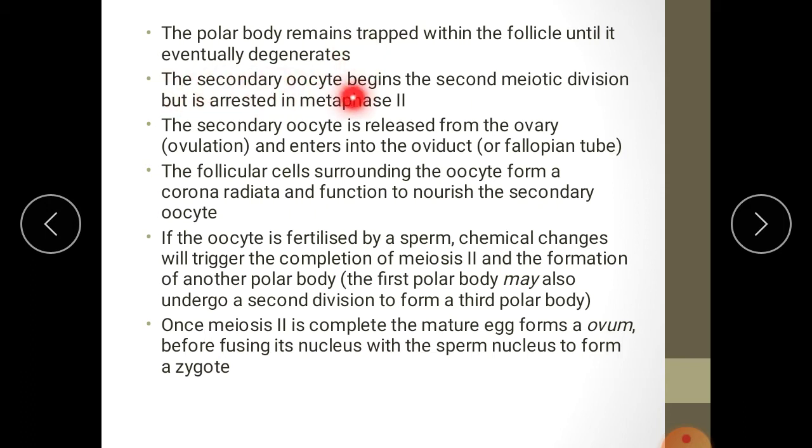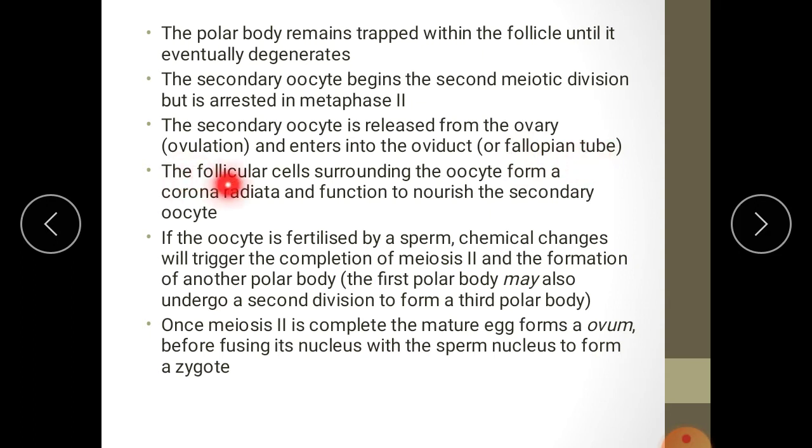The secondary oocyte begins the second meiotic division, but it is arrested in metaphase 2 again. It is arrested at metaphase 2, means yet the second meiotic cell division is not completed. The secondary oocyte is released from the ovary. This process is called ovulation. So from the ovary, ovum is released at the secondary oocyte stage and enters into the oviduct. Here the oviduct is developed in mammals.